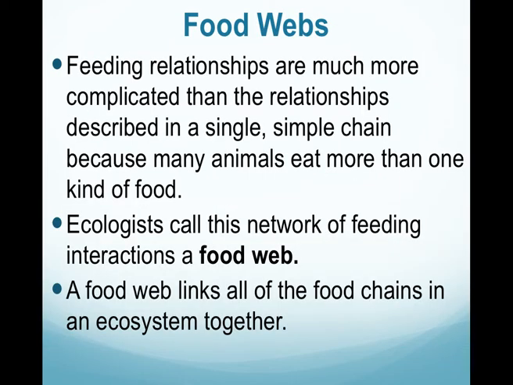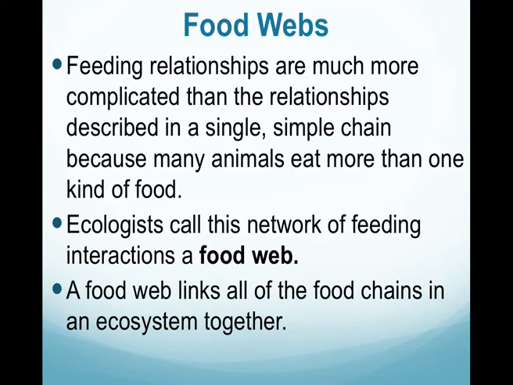Food webs are more complex. They are actually a more accurate picture of what happens in an ecosystem. Food chains show only one flow of energy. Food webs show multiple flows of energy. So it shows all of the possible feeding patterns within an ecosystem.